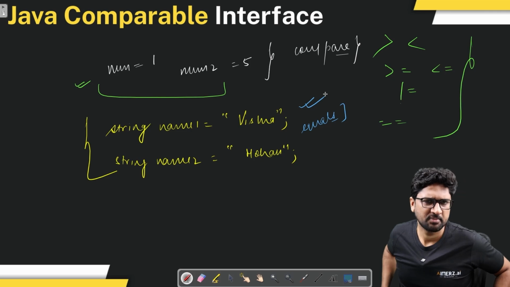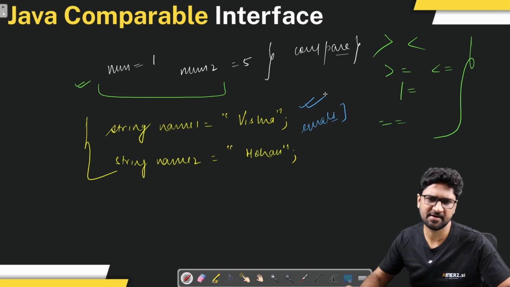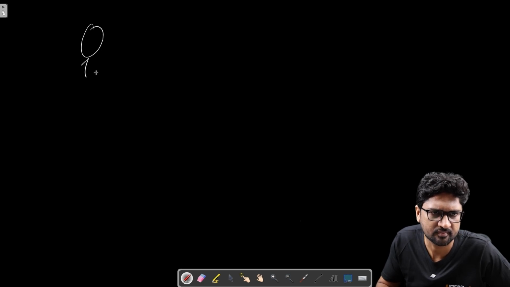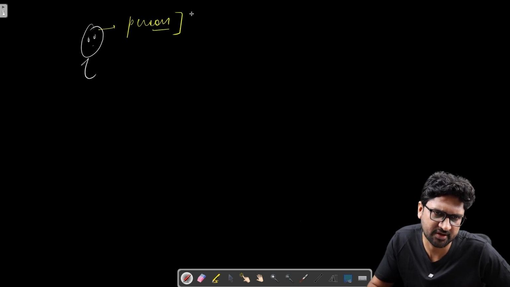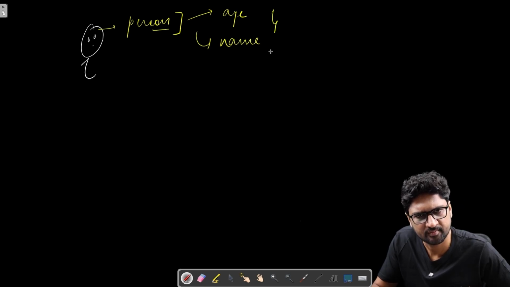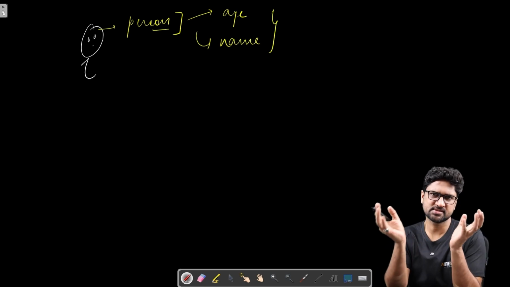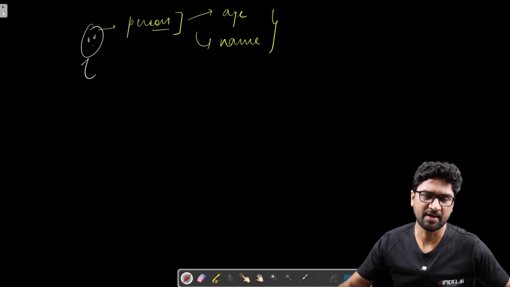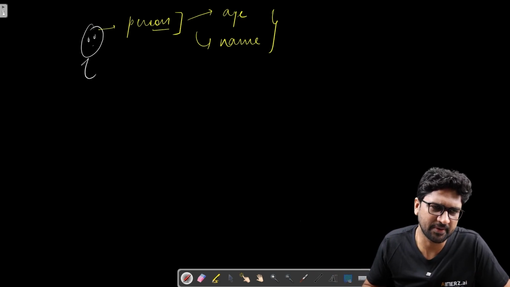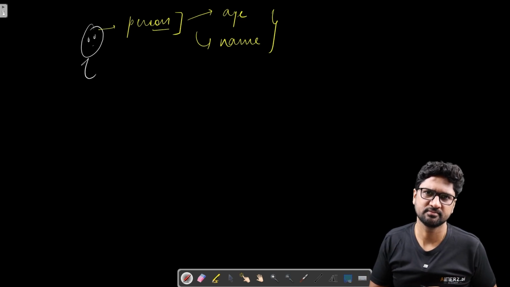This is great, but let's say that I have an object. Let's say I have a person object, and this person object has two attributes. One is called age, and there's another attribute called name. And I want to compare two persons. I want to arrange the two persons. If I'm going to try to compare the two objects, how do I do it?